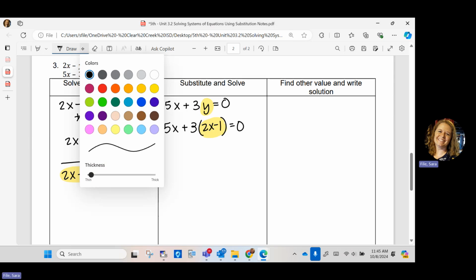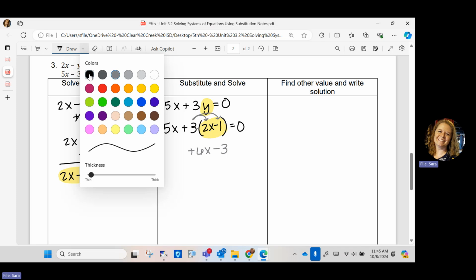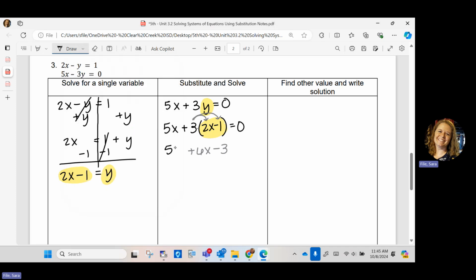Now to solve, I'm going to do the same thing we did on the last one. I'm going to distribute this 3 that's up against the parenthesis, because that 3 is being multiplied by this. So 3 times 2x is going to be a positive 6x, and the 3 times negative 1 is going to be negative 3. Now I've still got the 5x in front. That didn't go anywhere, and it's still equal to 0.